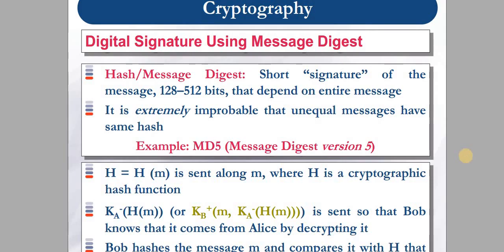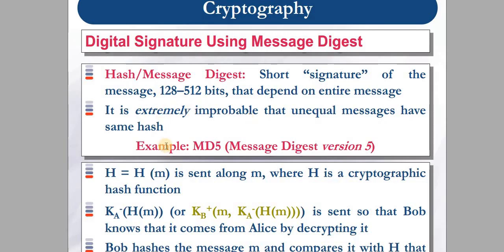The second way of placing digital signatures is using a hash or a message digest. Now, a hash or a message digest is a short signature or representation of the whole message, which is the memo. The hash length is 128 to 512 bits. That depends on the entire message. It is extremely improbable that unequal messages have the same hash.